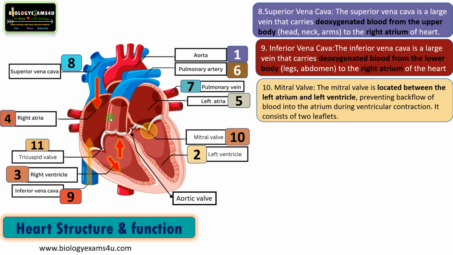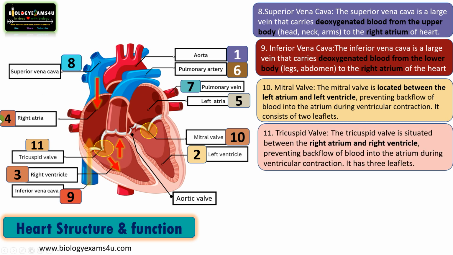The next valve is the tricuspid valve. So this is the tricuspid valve that is situated between the right atrium and right ventricle, preventing backflow of blood into the atrium during ventricular contraction. It has 3 leaflets. And the final structure is the aortic valve, and this is the aortic valve.